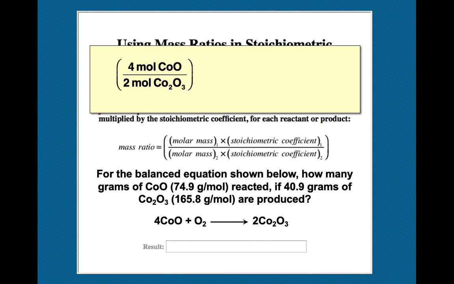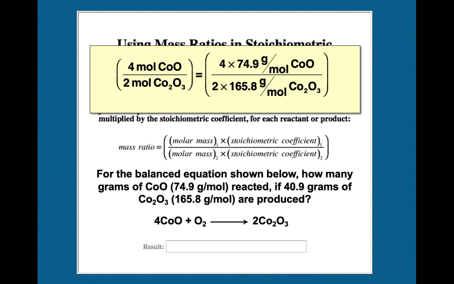For cobalt 2 to cobalt 3. Now we are given the molar mass of each, so we simply multiply these by the molar mass. 4 times 74, 2 times 166. Now this is a ratio, isn't it? We could multiply this out and do our usual thing.